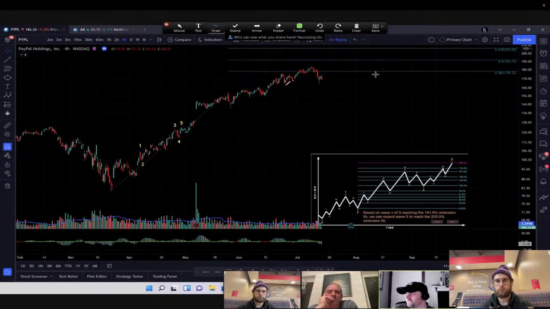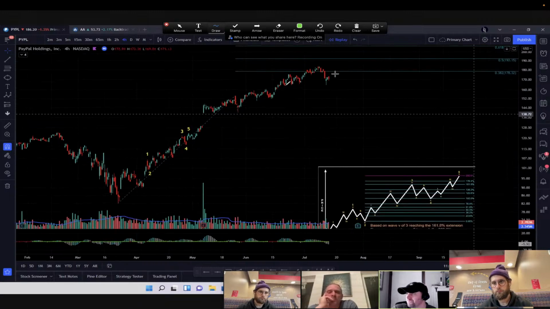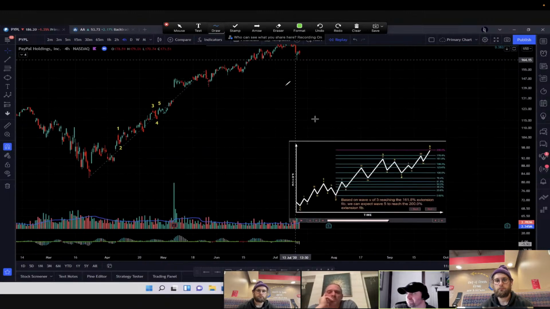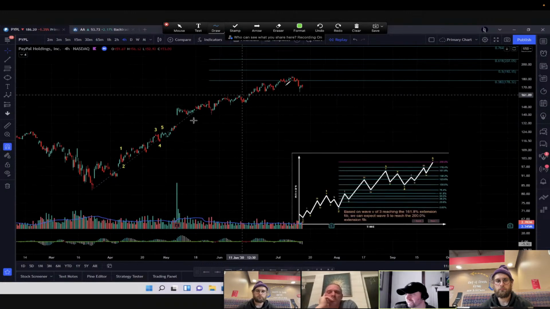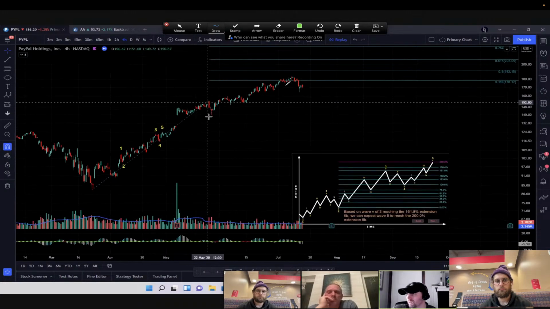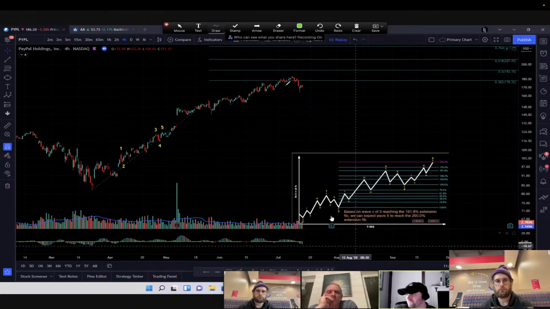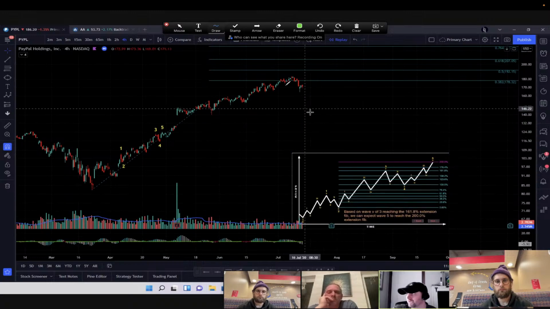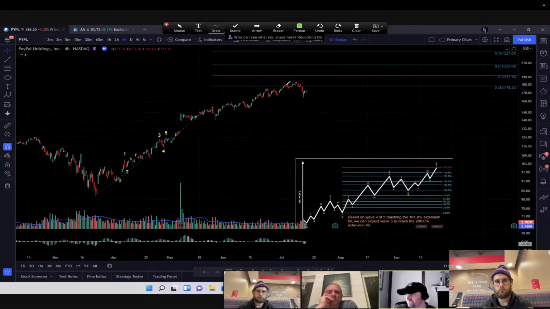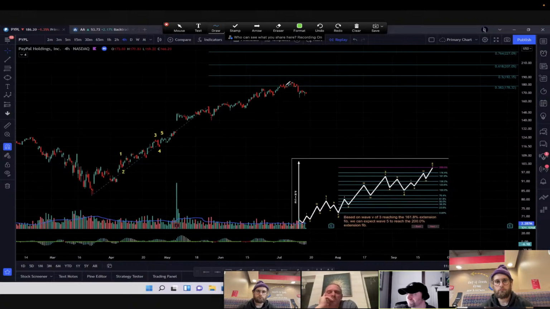0.382 rejection. We usually do reject that level the first time. That's usually a pretty good resistance. So that leads me to believe that that certainly could be a 1-2 here. And then we are in the wave 3. Let's find out.